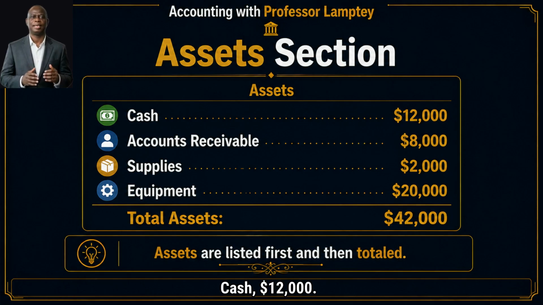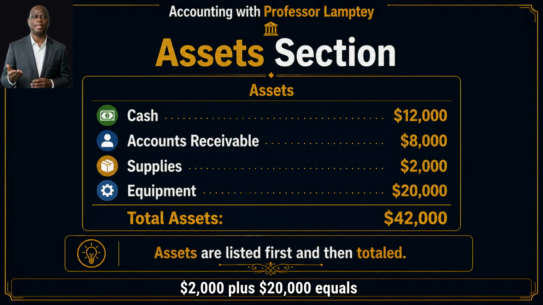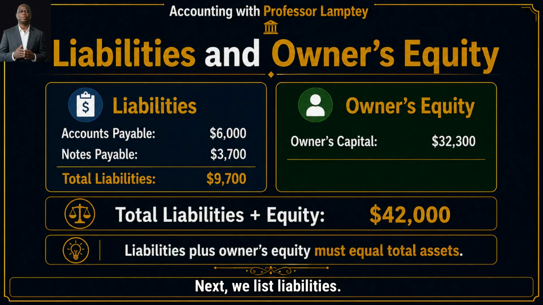Now we list assets first. Cash, $12,000. Accounts receivable, $8,000. Supplies, $2,000. Equipment, $20,000. Now we total the assets. $12,000 plus $8,000 plus $2,000 plus $20,000 equals $42,000. So total assets are $42,000. Next, we list liabilities. Accounts payable, $6,000. Notes payable, $3,700. Total liabilities are $9,700. Then we list owner's equity. Owner's capital, $32,300. Now we add liabilities and owner's equity. $9,700 plus $32,300 equals $42,000.